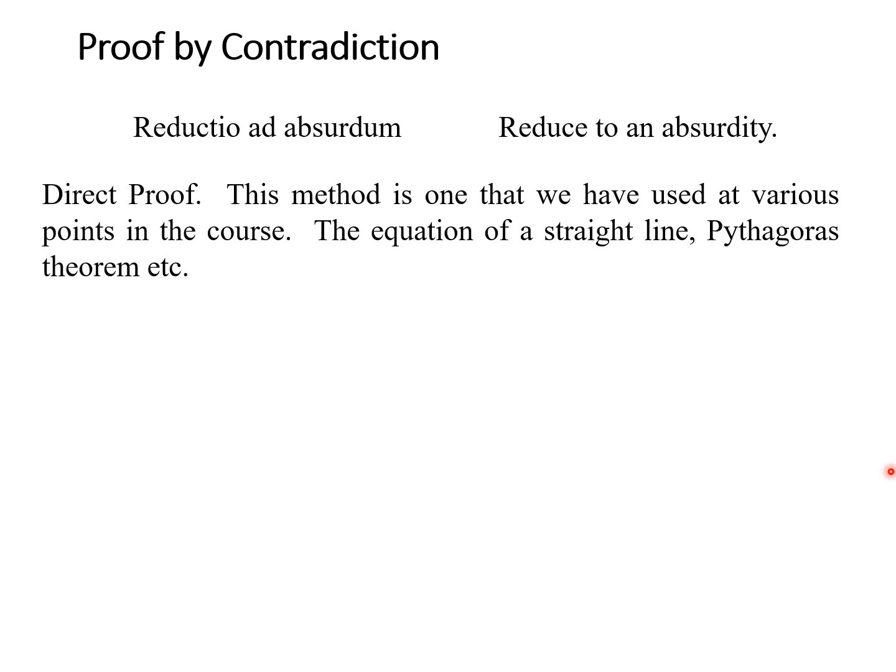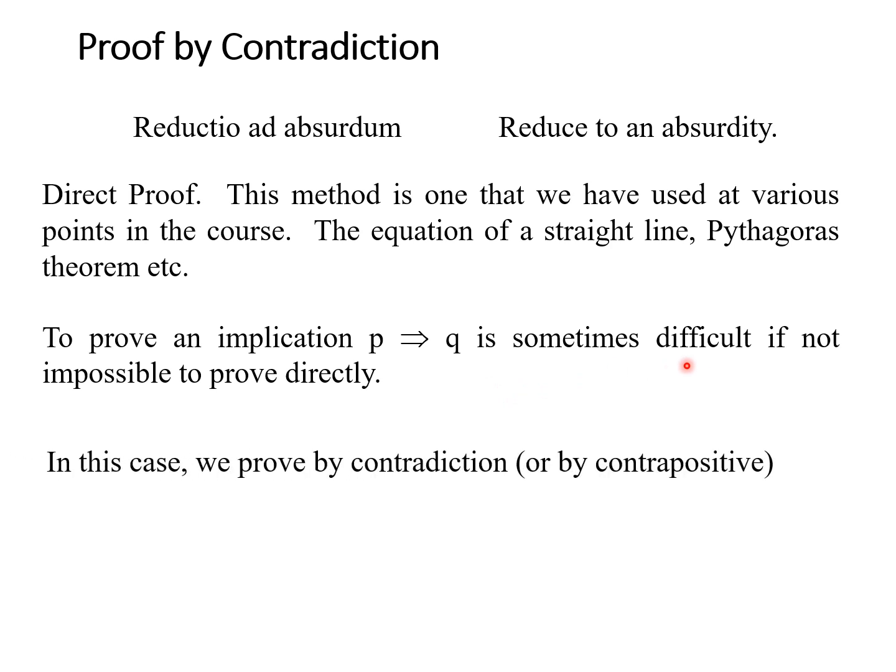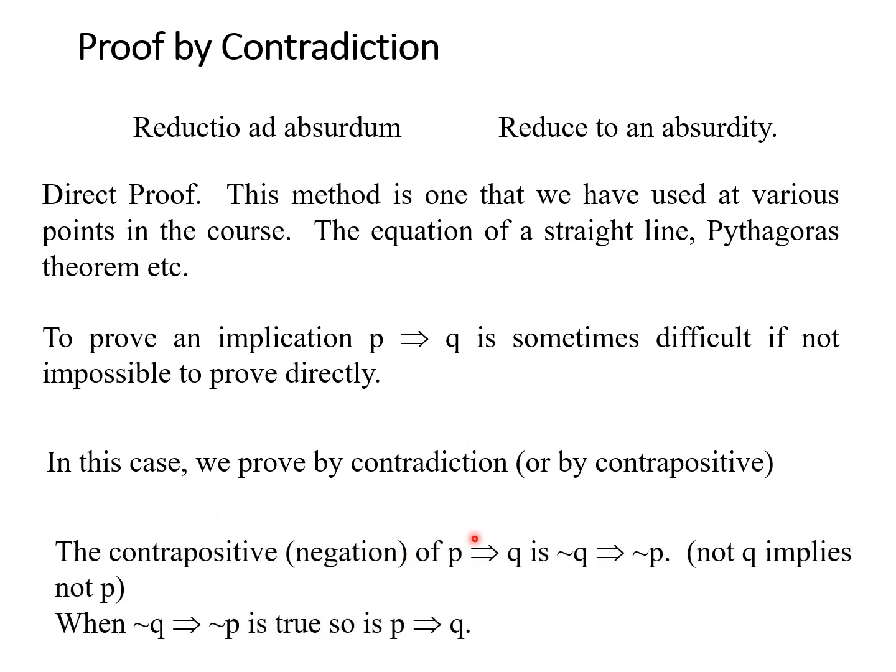Before this, we have done direct proofs, like the Pythagoras theorem just now and so on. In order to prove an implication, if P then Q, is sometimes difficult or impossible to directly prove. So we need to use the contradiction method. In this case, you can also use contrapositive. The contrapositive here simply means if P then Q, or if not Q then not P.